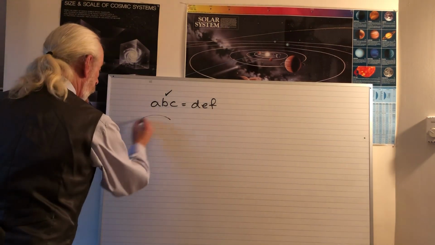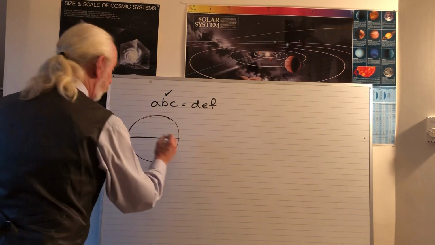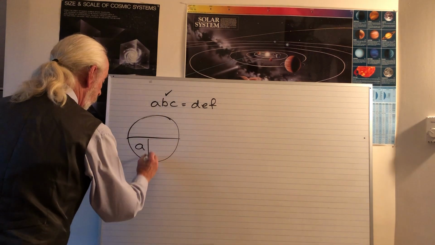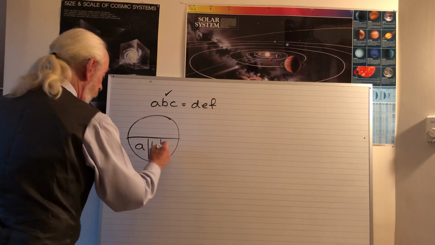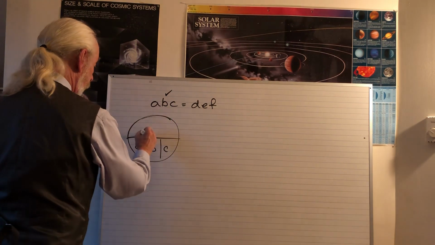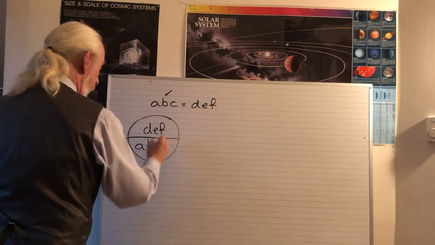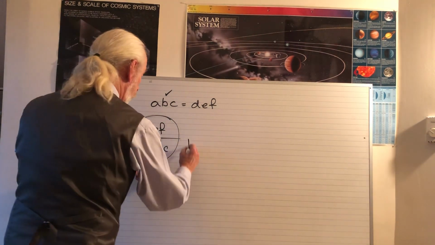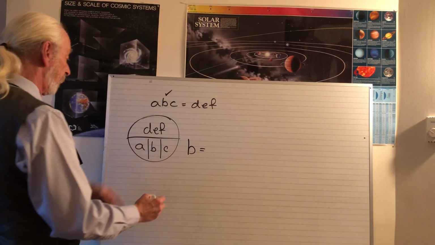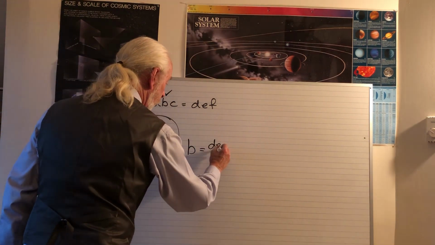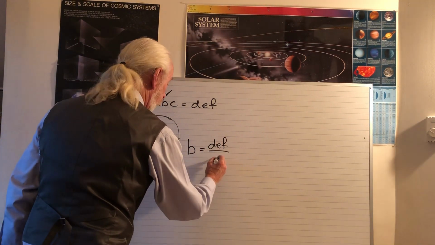So, the multiplication line is on the bottom: A, B, C, and all of that equals all of this, D, E, F. What does B equal? B equals D, E, F over A, C.